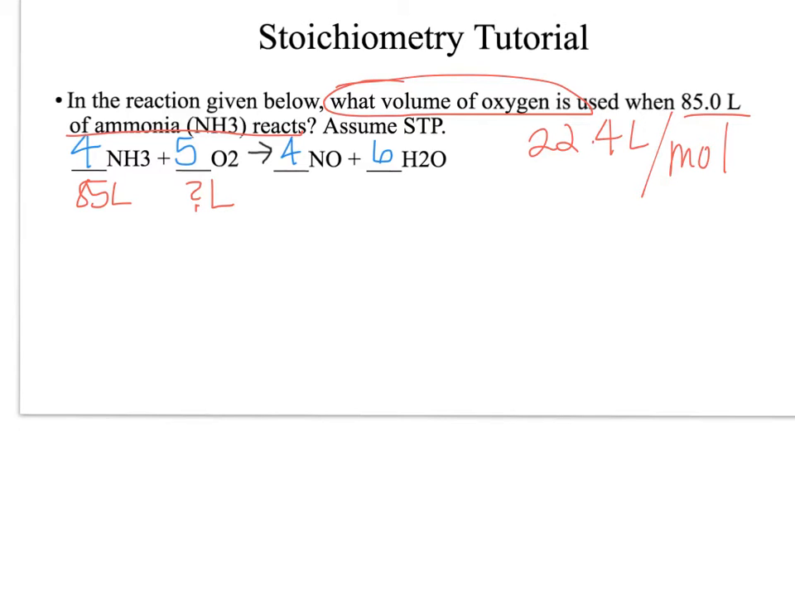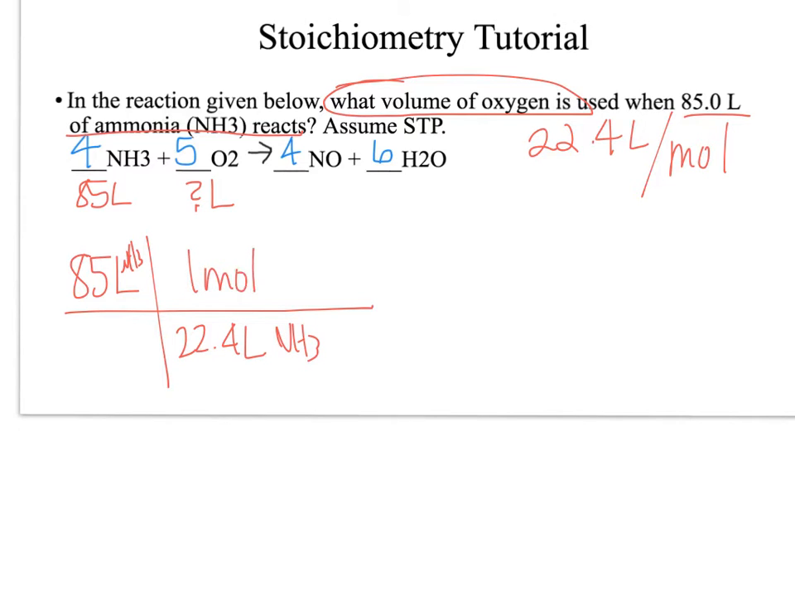So let's get started with what we know, 85 liters of NH3, so put that there. I want to do 22.4 liters of NH3 per mole because that's the way I convert liters to moles. Remember, everything has to be converted to moles so that we can use that all-important mole ratio. Okay, so we've gotten rid of liters. And so now what we need to do is get rid of moles. So I have moles of NH3 here. So I'm going to immediately put it on the bottom there so that I can get rid of it.